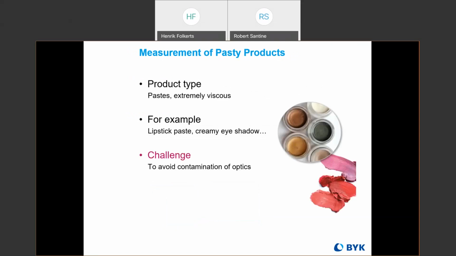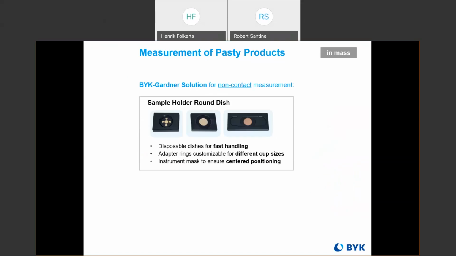Measurement of pasty products. These are very viscous products, sort of liquidy, but they don't flow. Some examples of this might be lipstick paste or creamy eyeshadow. The challenge with these types of materials is to avoid contaminating the optics of whatever instrument you're using to measure them. For that, we have what we call the sample holder round dish.